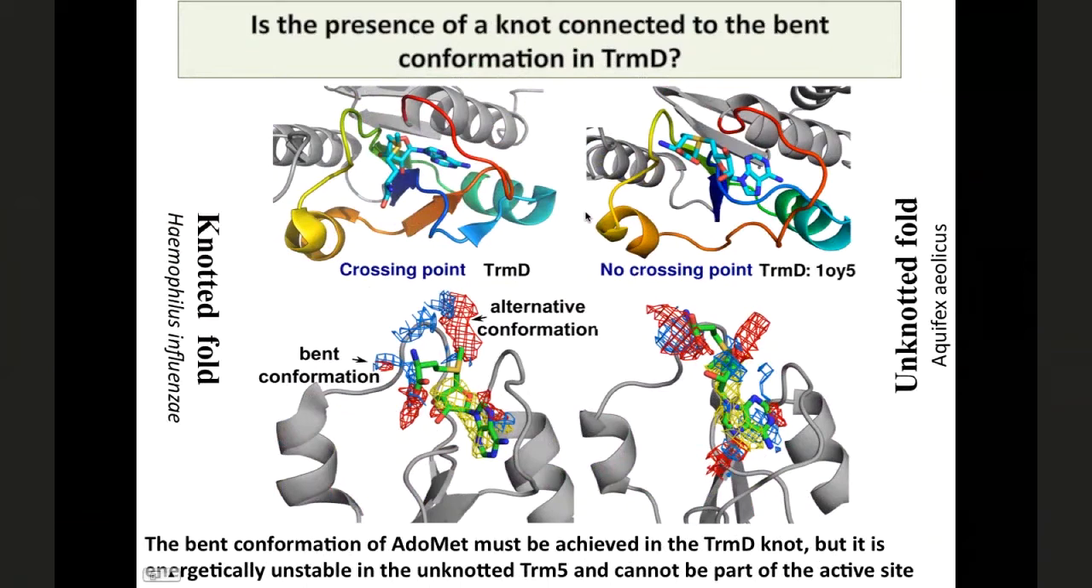Then you can ask the question whether this bent conformation is correlated to the presence of the knot. And we were lucky to find that there was another protein that we believe is supposed to be a knotted protein, but it was crystallized without the knot. So we can try to find out whether this bent conformation can be bound to a knotted protein that is by accident unknotted. And then we find that this bent conformation must be achieved in the knotted protein, but is energetically unstable in an unknotted protein.